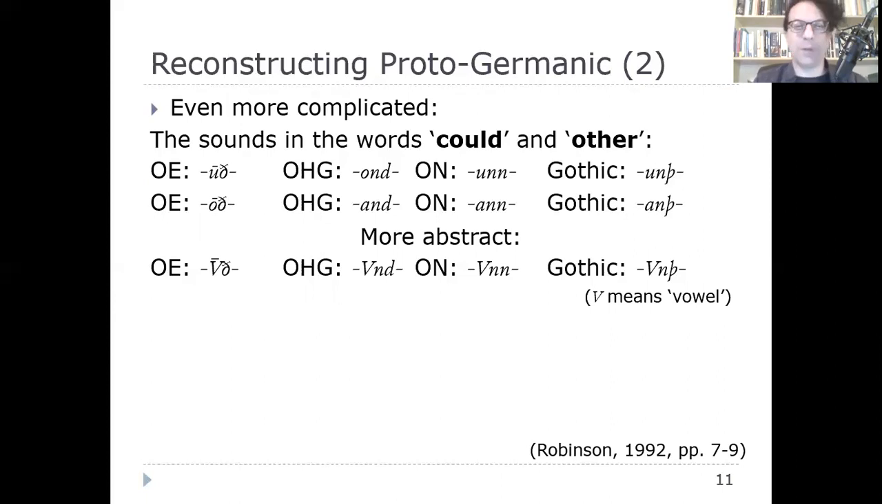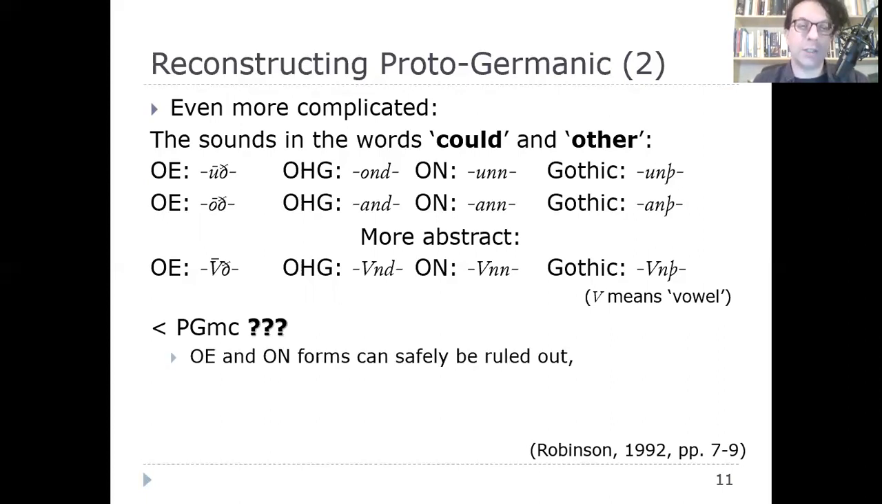Whoa, okay, so what do we do for Proto-Germanic? And here we could say, well, it gets really hard. But if you look closely, you can already rule out some of the possibilities here because they don't seem to be very close to the original. So the hypothesis is that Old English and Old Norse can be safely ruled out as being very close to the Proto-Germanic. Why can they be safely ruled out?